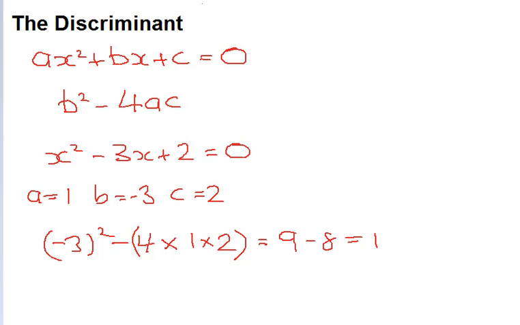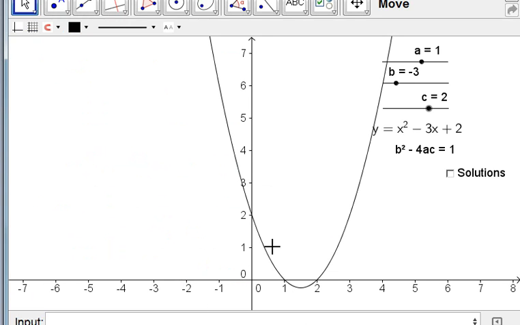Okay, so let's go on to GeoGebra and let's figure out what that means. So I've got my curve x squared minus 3x plus 2, and you see here my discriminant is 1. Okay, notice that the curve crosses the x-axis at 2 different points here. What I'm going to do is change these sliders around, and change this function. And what I'd like you to do is look at this number here and how it changes when the curve moves up and down. So I'm just going to change some of the values.